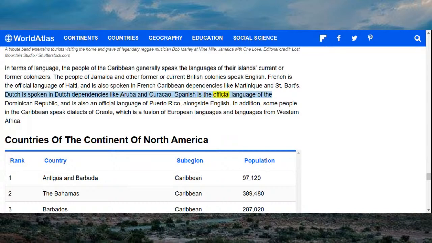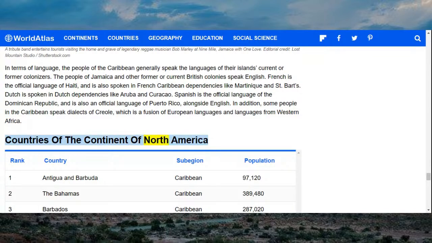Spanish is the official language of the Dominican Republic and is also an official language of Puerto Rico, alongside English. In addition, some people in the Caribbean speak dialects of Creole, which is a fusion of European languages and languages from Western Africa.